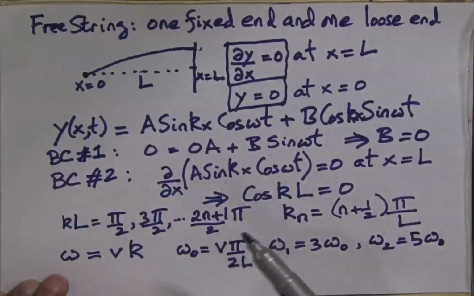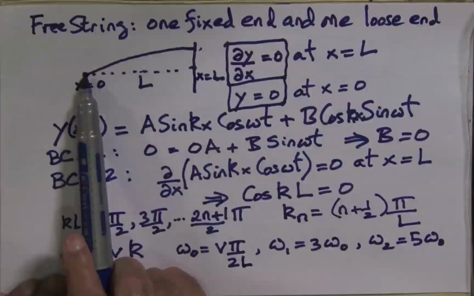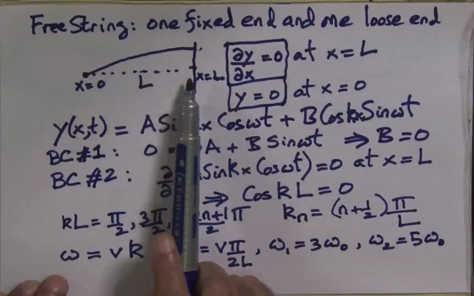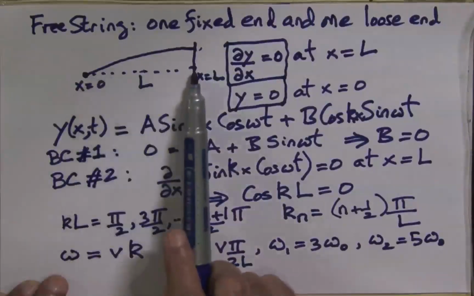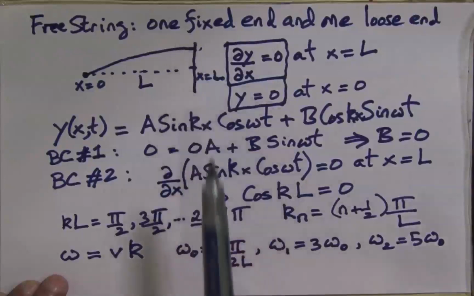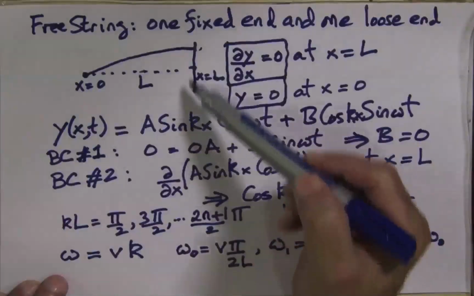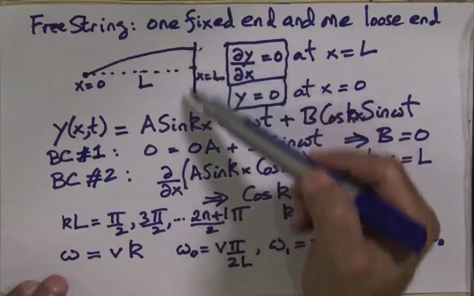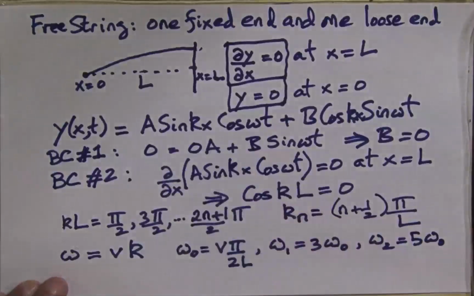Now, earlier in the previous lecture, you had seen the solution where this end was fixed and this end was fixed. Now you've seen a situation where this is fixed, but this is not fixed, so it can go up and down. Perhaps now you should think about how to solve the problem where both ends are open, where both ends are loose. I'll leave that as a problem.